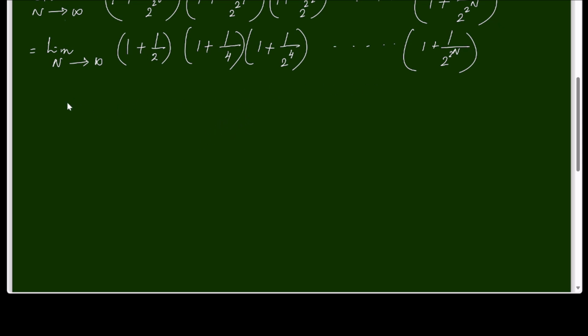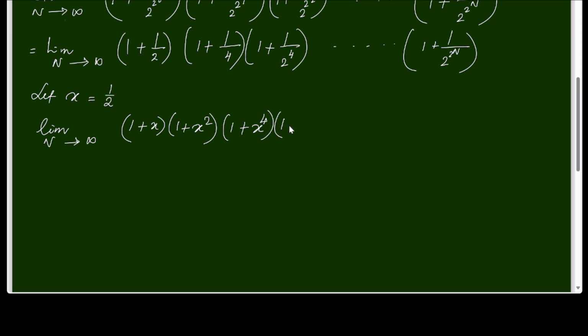So what to do next? Let x equal half. Let x be half, or in place of half I'll put x. Then let us see what the series will be. It will be limit n tends to infinity of 1 plus x, 1 plus x square, 1 plus x power 4, next 1 plus x to the power 8, and last 1 plus x to the power 2 power n.